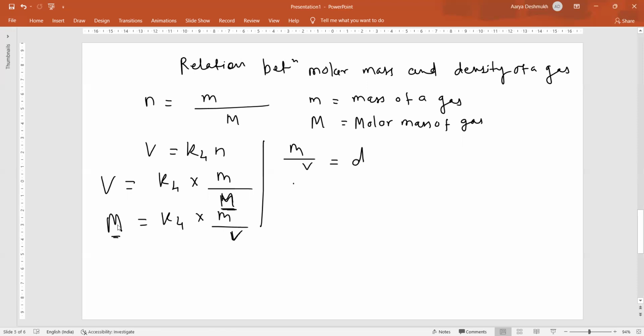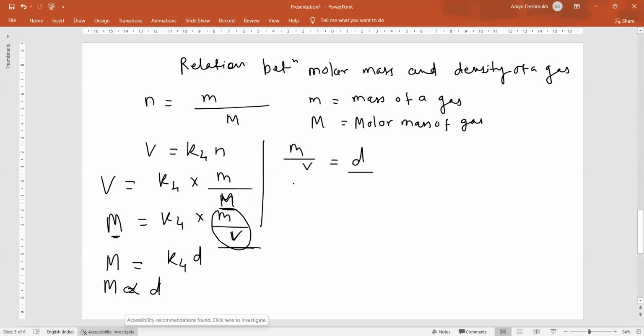So we wrote this equation in terms of capital M, that is the molar mass: K4 into small m upon V. Now, mass upon volume is nothing but the density. So you can write capital M equals K4 into d. Instead of small m by V, you can write d, the density. Or you can write M is proportional to density. It means the molar mass of the gas is proportional to its density. So this is the relation between molar mass and the density of the gas.